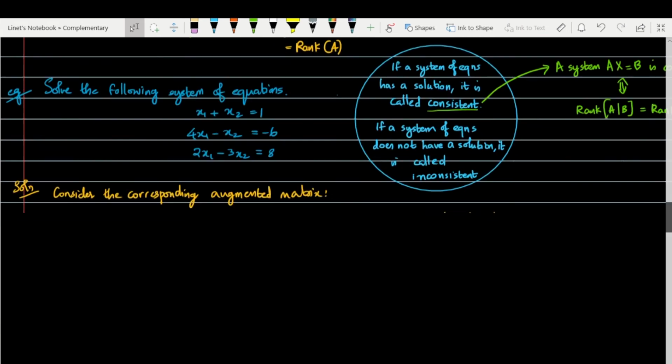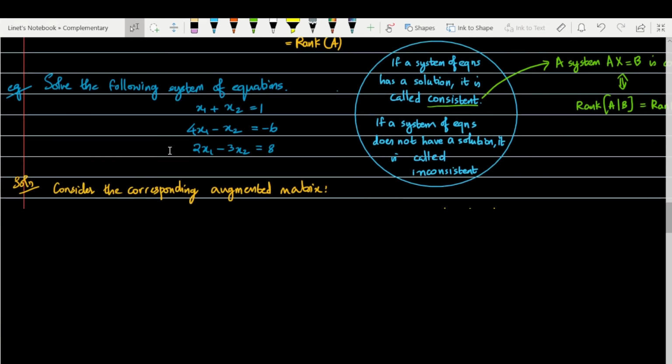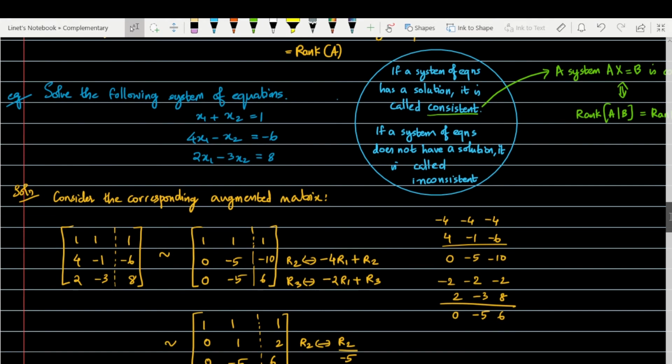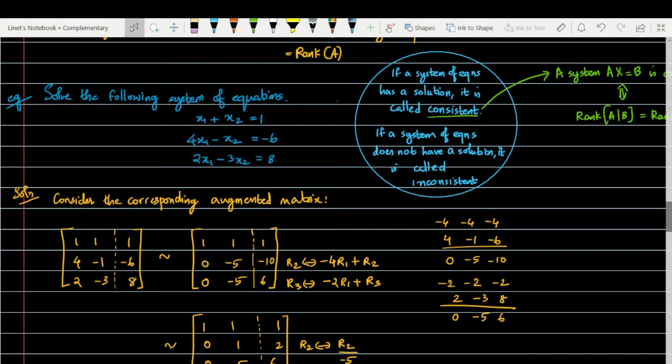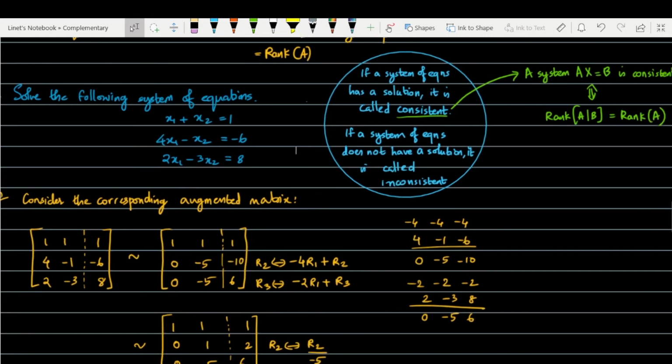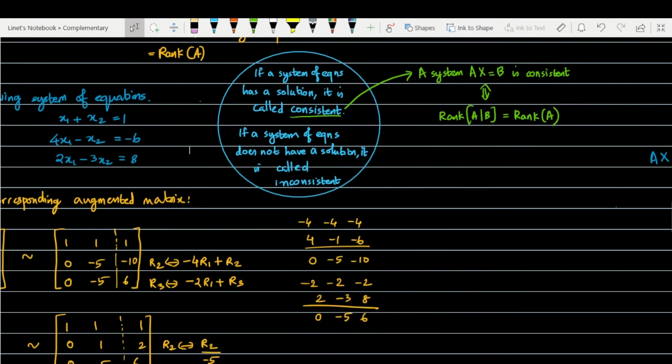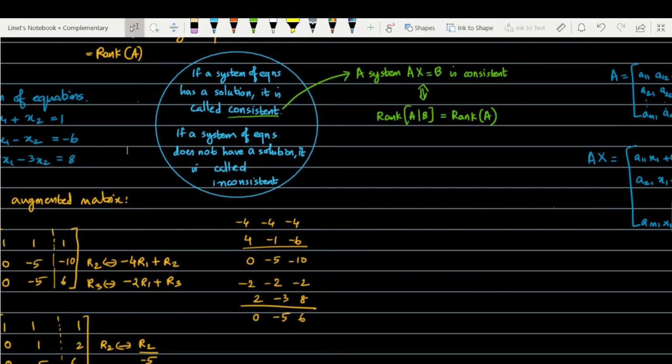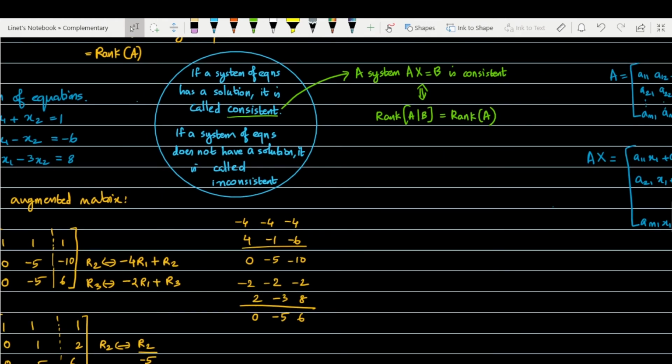Okay, now you are going to solve the following system of equations, and in solving it we are going to use the row reduction into echelon form. You are given the system x1 plus x2 is equal to 1, 4x1 minus x2 is equal to minus 6, 2x1 minus 3x2 is equal to 8. So you are given a system. You have to keep in mind something which we will ponder upon next, while we solve a system of equations.